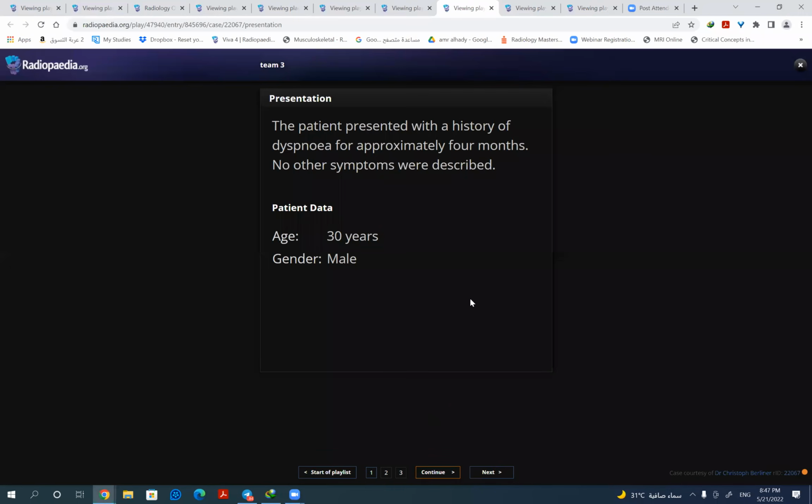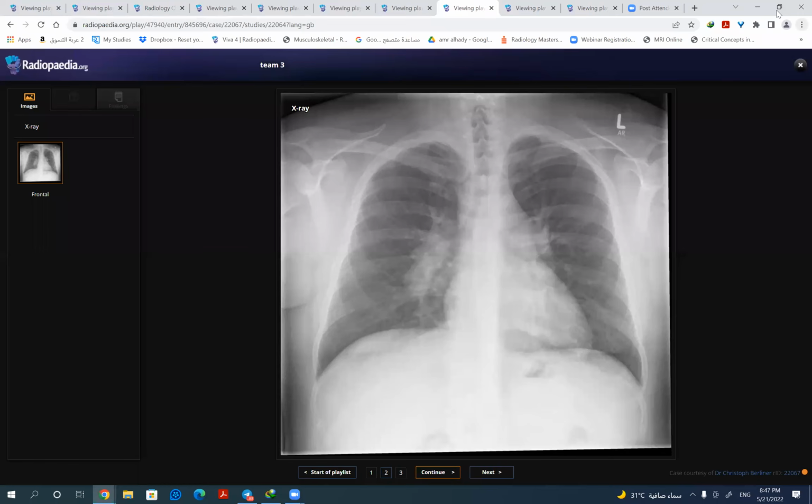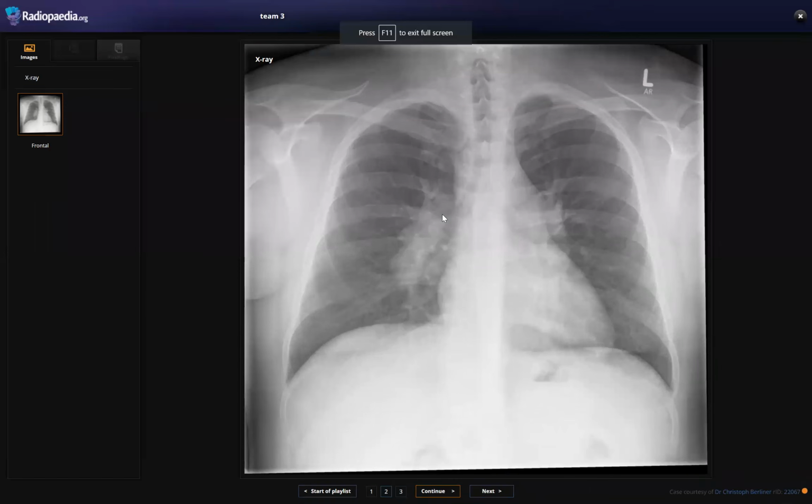Okay, 30-year-old male, the patient presented with history of dyspnea for approximately 4 months. No other symptoms were described. Okay, I'm provided with the chest X-ray frontal projection of an adult patient presented with dyspnea. I could appreciate there is bilateral asymmetrical hilar enlargement. Looking at the lung fields, I'm not able to appreciate any evidence of a mass, collapse or consolidation. No evidence of any pneumothorax or pneumomediastinum, no obvious pleural effusion on either side. The cardiomediastinal contour is unremarkable.